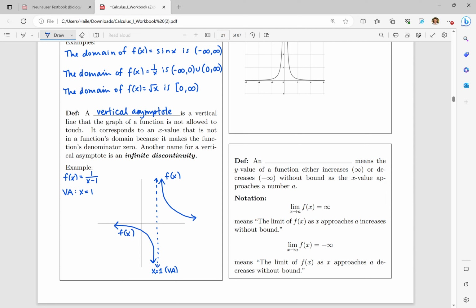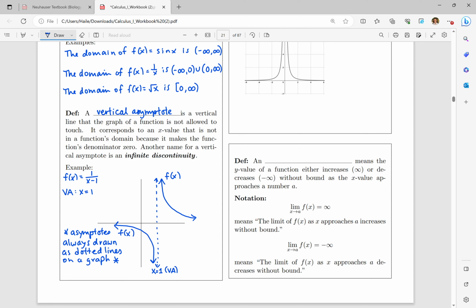One thing to note, when you're drawing graphs by hand, asymptotes are always drawn as dotted lines. So let's make a note of that. Asymptotes are always drawn as dotted lines on a graph.